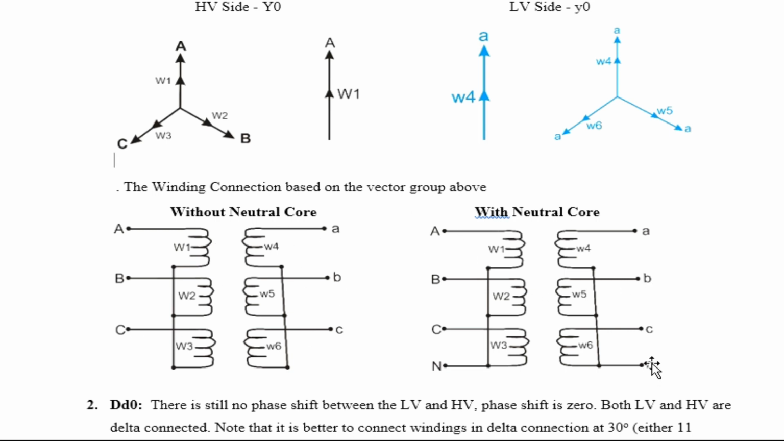Then if you want to bring out the neutral, you can loop all the non-polarity sides together and bring out your N.